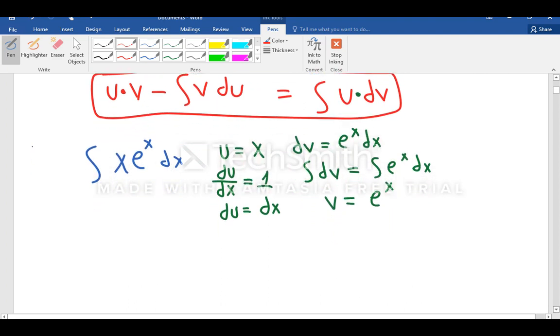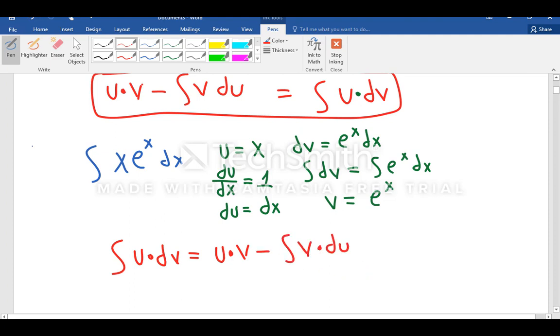Our formula says if we have the integral of u times dv, that's equal to u times v minus the integral of v times du. So I'm going to plug in this stuff that we just worked out. So the integral of x e to the x that we wrote, we are going to take u times v. So my u is x, and my v is e to the x.